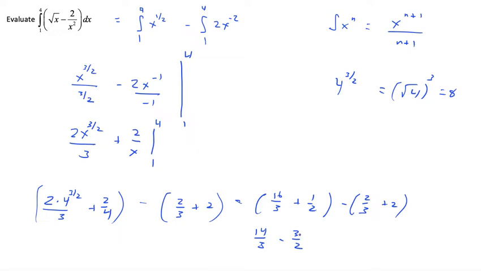So from here, we do have to get the LCD. In this case, the LCD is 6. So I'll multiply that by 2, and I'll multiply that by 3 here. So what do we get? We get 28 over 6 minus 9 over 6, which gives us our final answer of 19 over 6. This is the definite integral. It's the area beneath the curve of this graph from x equals 1 to x equals 4.